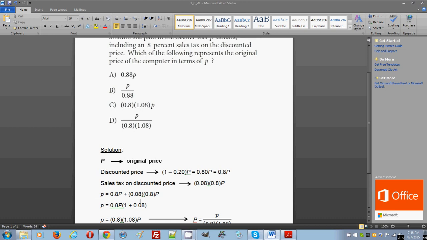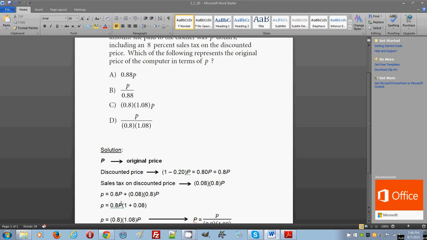So now if we combine these two, we can see that a common term for both is 0.8P. You see here 0.8P and 0.8P as well. So we combine it so that we would have one product this way. So 0.8P is the common term. We combine it with parentheses 1, because 1 times 0.8P is just 0.8P, right? So 1 plus 0.08, which multiplies 0.8P as well.